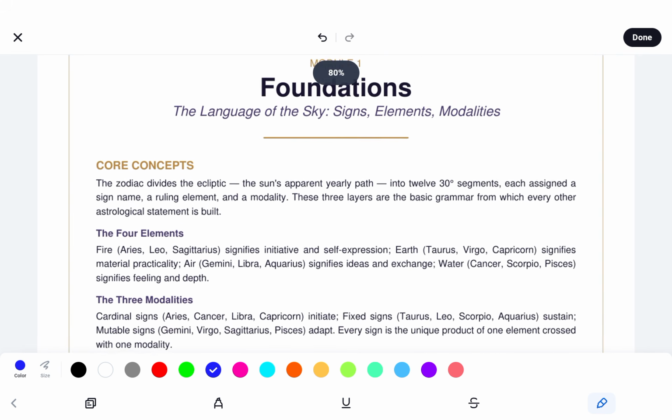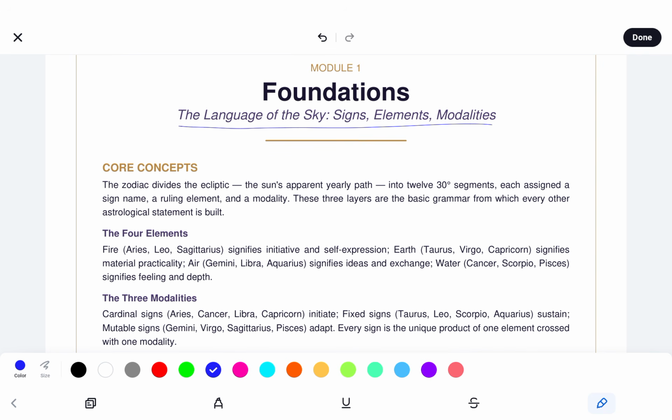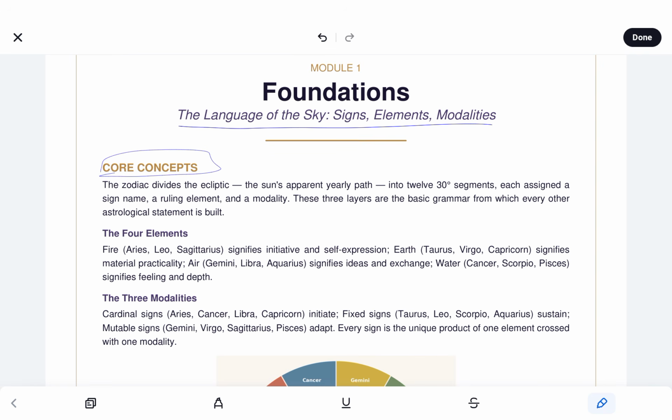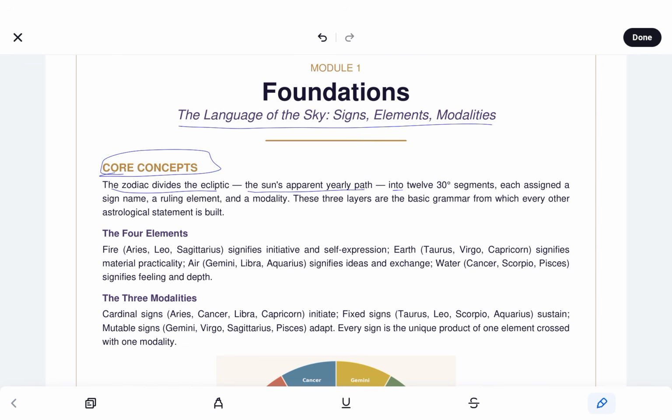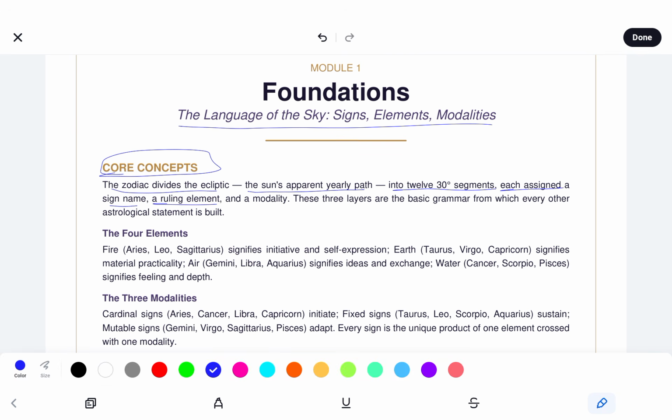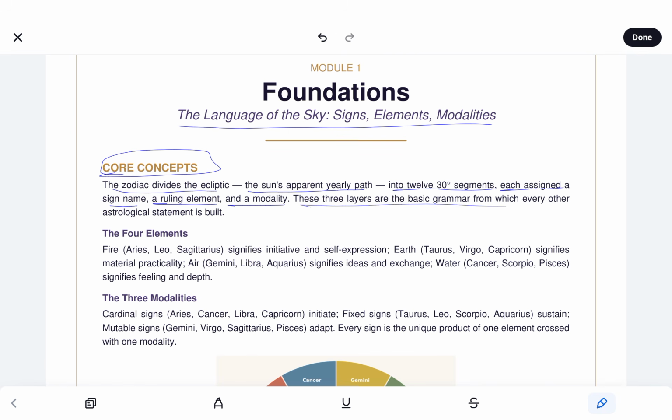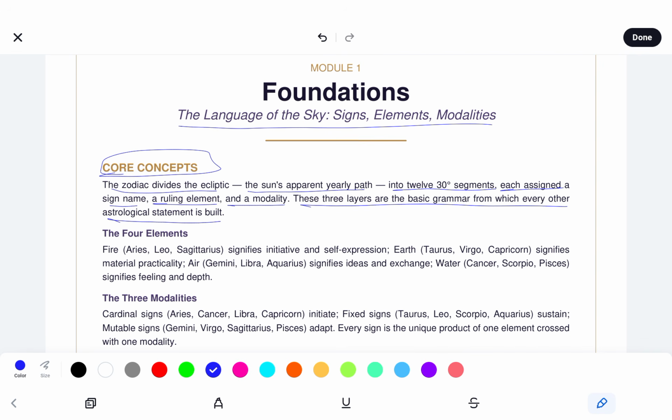In this first module, we're going to go over foundations, the language of the sky, signs, elements, modalities, so core concepts. We see the zodiac divides the ecliptic, the sun's apparent yearly path, into 12 30-degree segments, each assigned a sign name, a ruling element, and a modality. These 3 layers are the basic grammar from which every other astrological statement is built.